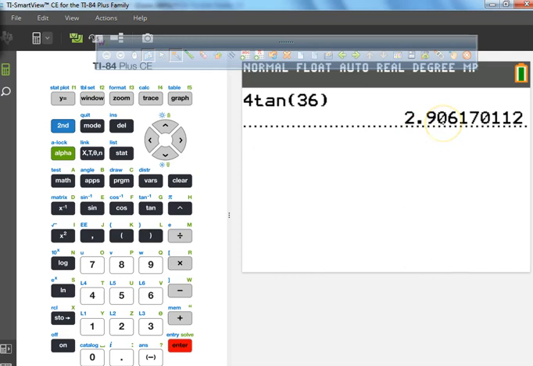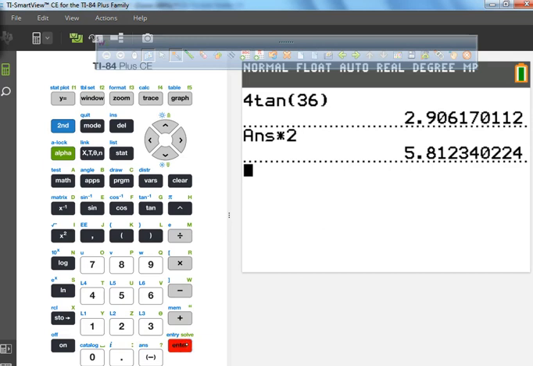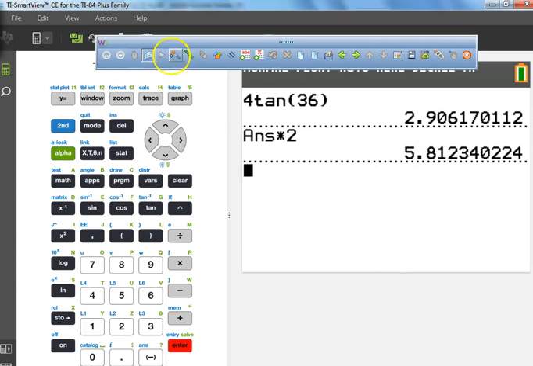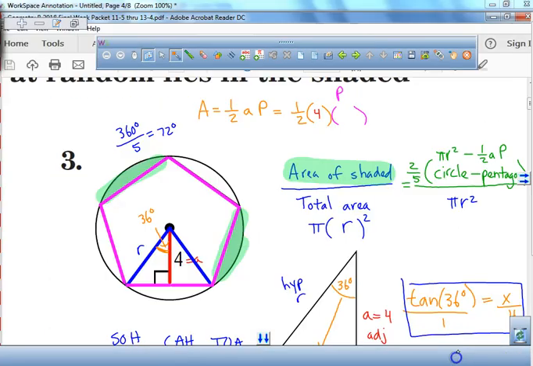See that answer right there? Type it in your calculator. Make sure you have it because you're going to need it later. Multiply that answer by 2. Now, why am I multiplying this answer by 2? Let's look at the picture. I'll tell you why I'm multiplying it by 2.